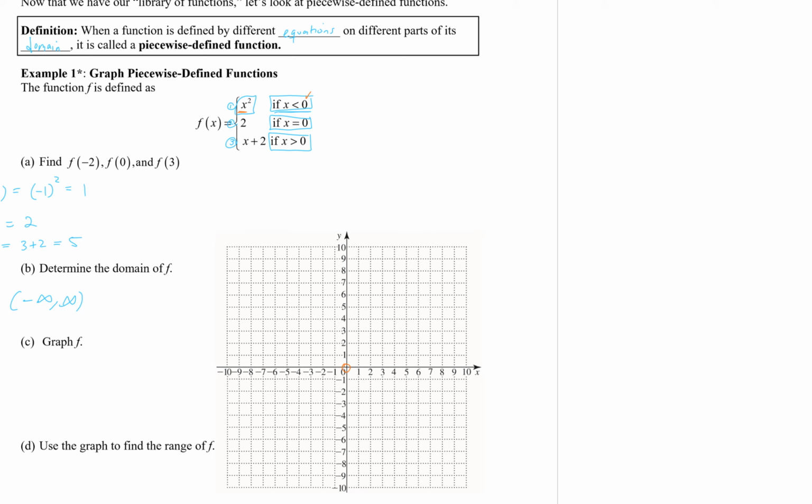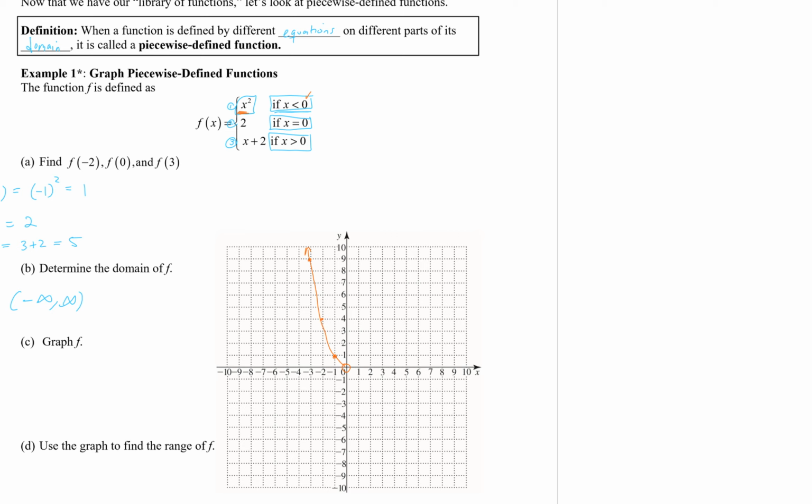Now plug in a number to the left of 0. Let's say negative 1. Negative 1 squared is positive 1. Negative 2 squared is positive 4. Negative 3 squared is positive 9, etc. So the graph looks something like this. It's a parabola. But it starts at 0, not including 0. That's why it's an open circle. And it goes to the left of 0.